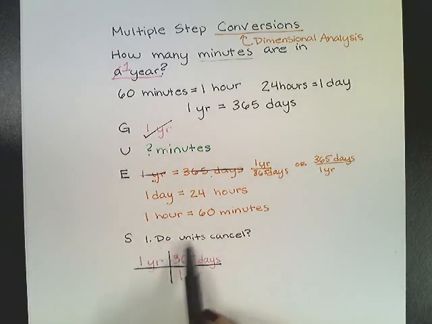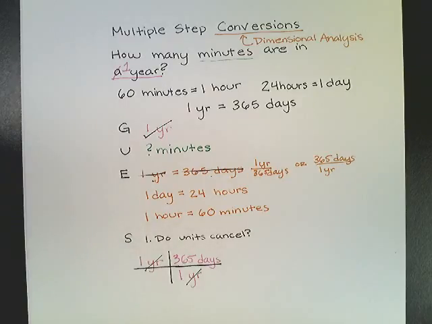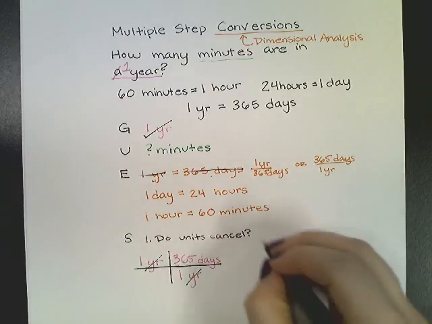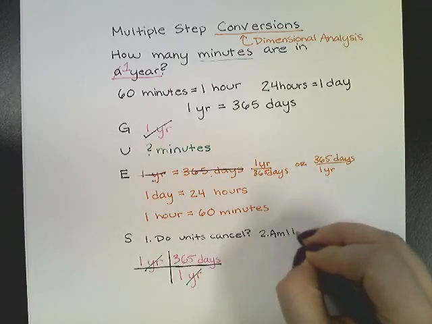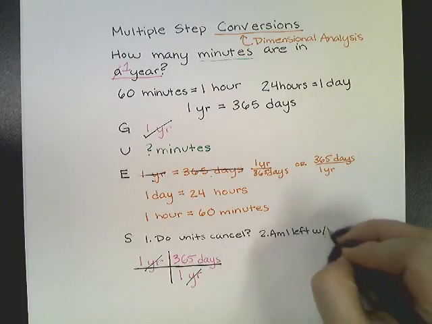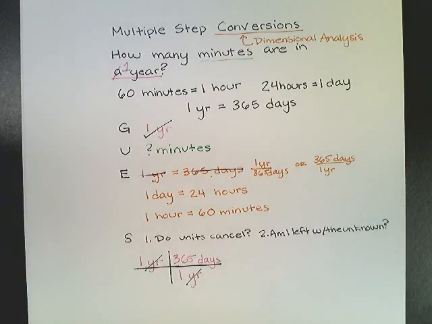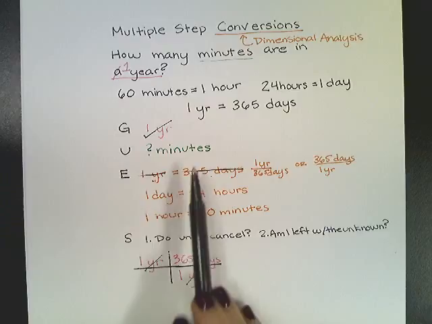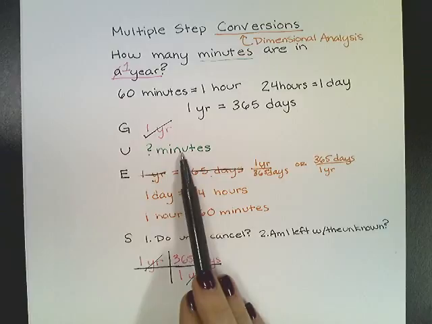So I know I have to ask the question, do units cancel? Right now, my year is at the top and at the bottom, so yes, my units cancel. So the second question, am I left with the unknown? Let's look. Years canceled, I'm left with days. Is that the unknown? No, it's not. I'm looking for minutes.